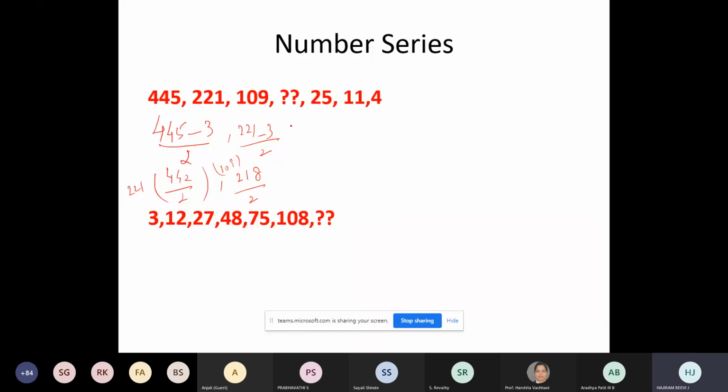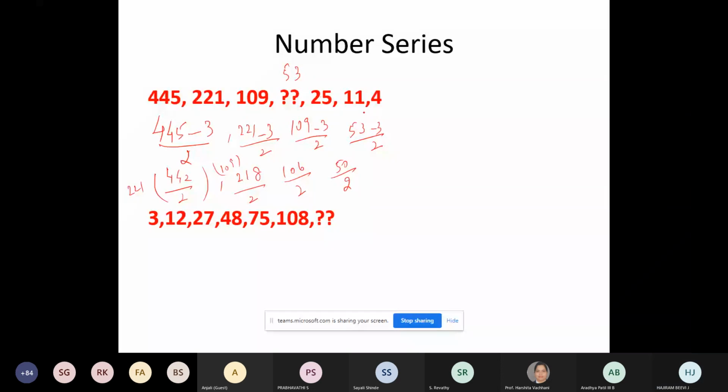So 109 minus 3 by 2. So 106 by 2, that is 53. So the element will be 53 here. Okay. For confirming that one, we are doing the calculation on the rest of the terms also. So 53 minus 3 by 2. So 50 by 2 means it is 25.